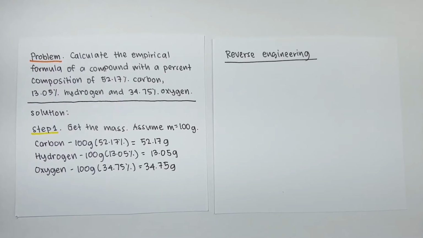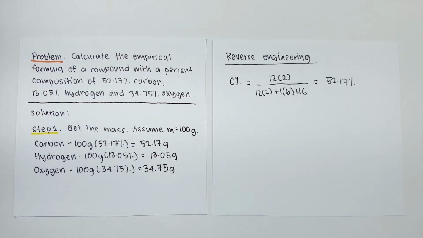Now, pwede mo din itong i-reverse engineering since may choices naman din sa board exam. So, kung reverse engineering, ang gagawin mo lang ay kukunin yung percent composition from the choices. So, di ba yung answer natin is C2H6O. So, to get the percent composition of carbon, that is 12 times 2 divided by 12 times 2 plus 1 times 6 plus 16, that is equal to 52.17%.